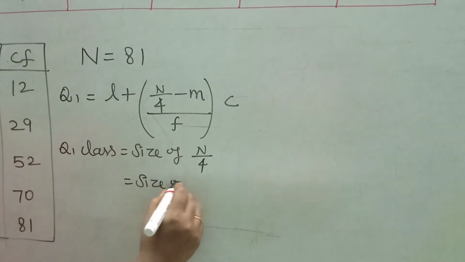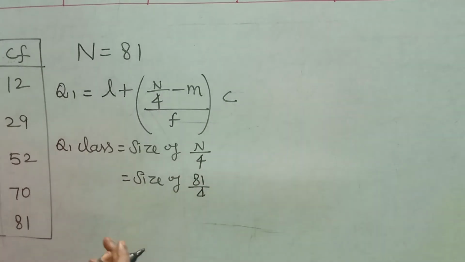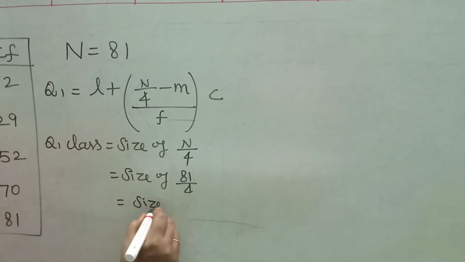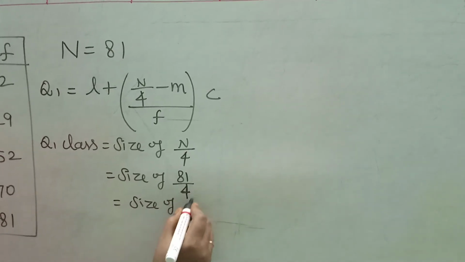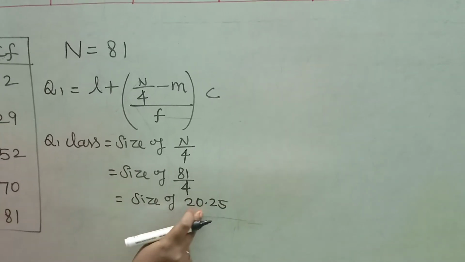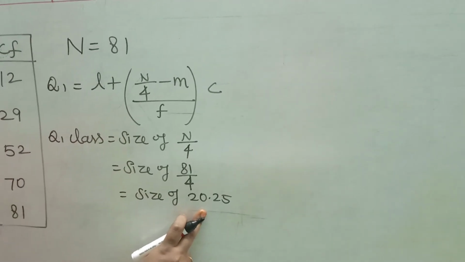N is nothing but total frequency 81 by 4. What is 81 by 4? It is 20.25. Size of 20.25. We look at the cumulative frequency column. Which number is greater than 20.25?